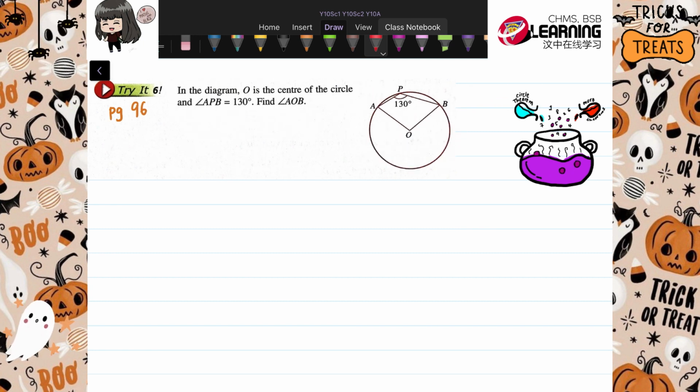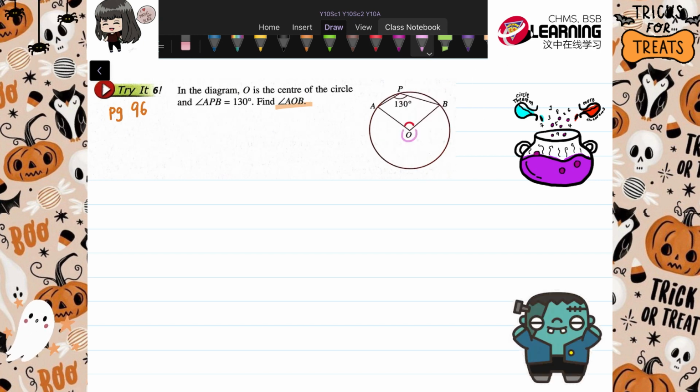This question is asking you to find angle AOB. Angle AOB here is this angle over here. Actually this angle here is also angle AOB, right? You have two. But normally, if they want to ask you about this angle here, they will say reflex: find reflex angle AOB. But in this question, they did not mention reflex. So we assume they are asking you to find this angle, the one that I show you here.